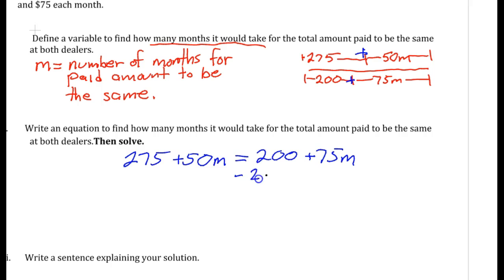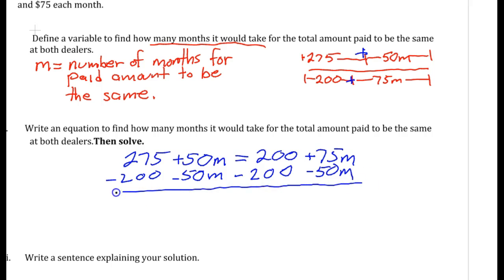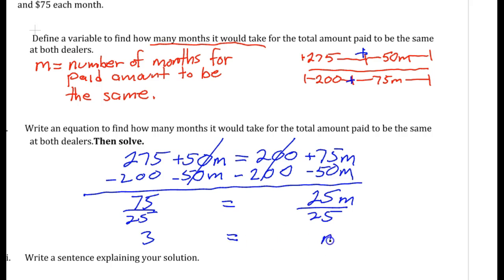Let's go ahead and solve this. I'm going to subtract 200 on both sides. I'm also going to subtract 50M on both sides. So again, one side cancel out variables, the other side cancel out numbers. It does not matter which side has which type of number. So we have 75 equal to 25M. Then when we divide both sides by 25, we get 3 equals M, which means it only takes 3 months for them to be the same.